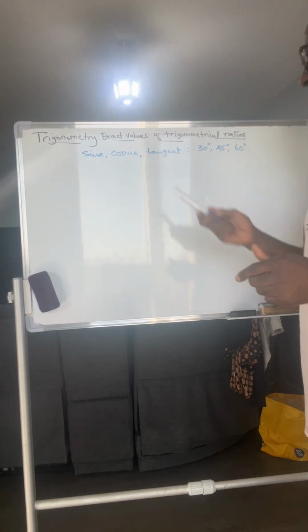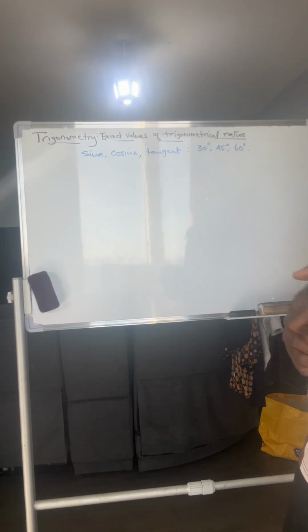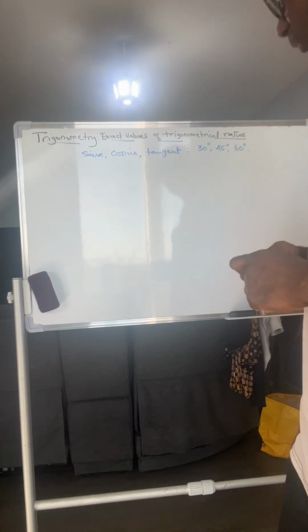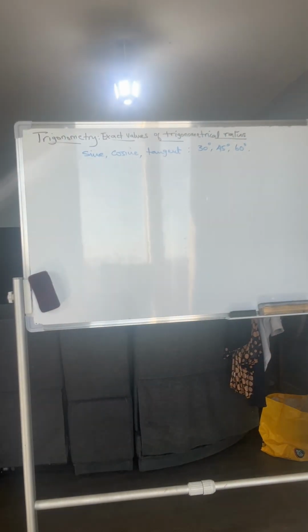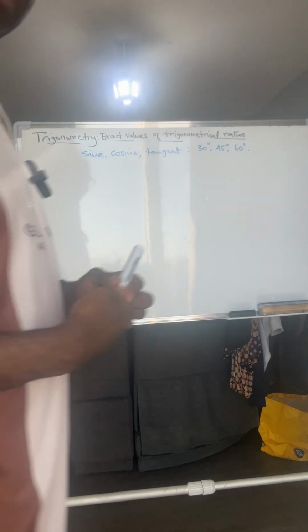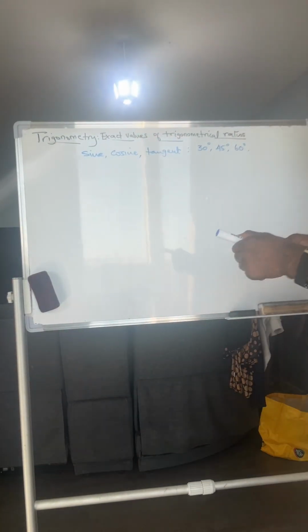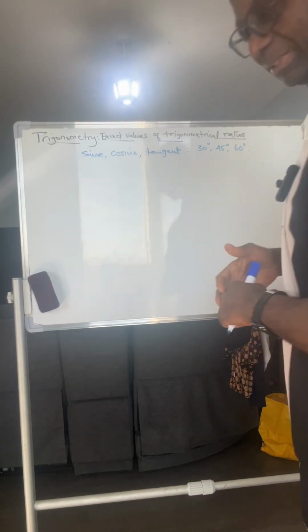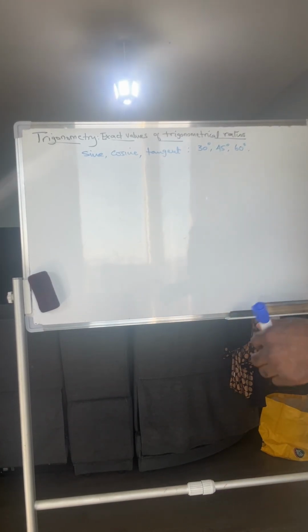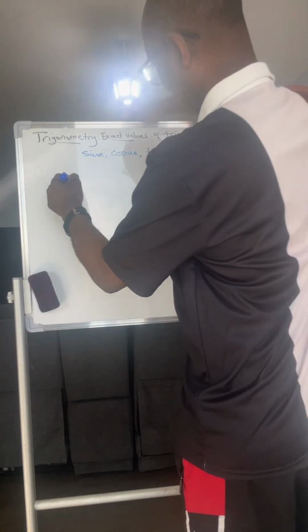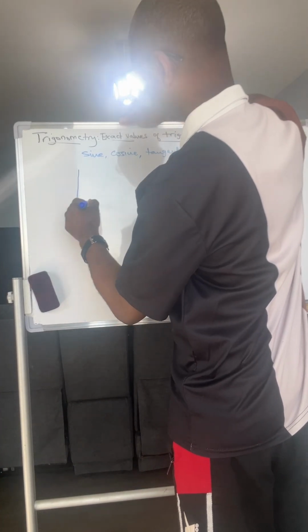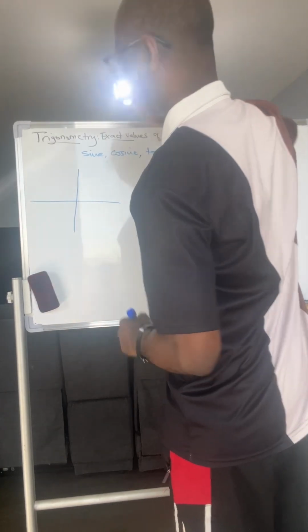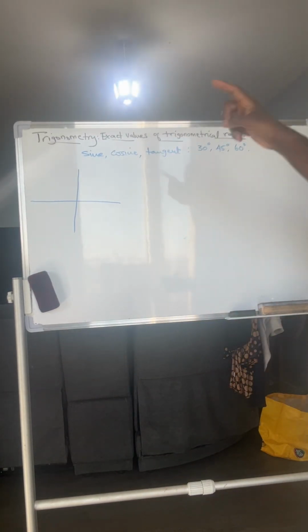We are still on exact values of trigonometrical ratios. What we are going to look at this time is a problem actually, but before attempting to solve the problem, I want us to look at quadrants here. When you divide the unit circle, you divide it into 4 equal portions.